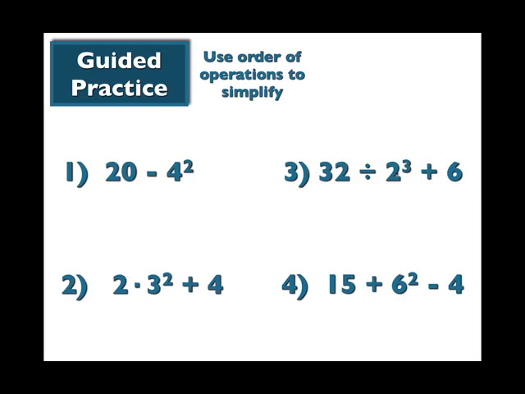For the third problem, 2 to the third power is 8. Then we do the division. 32 divided by 8 is 4. 4 plus 6 is 10. Number 3, the correct answer is 10.